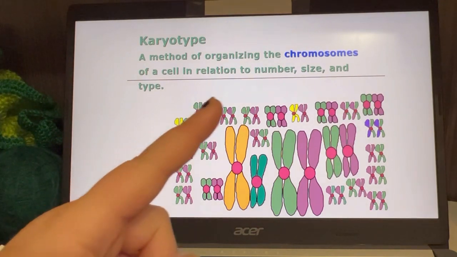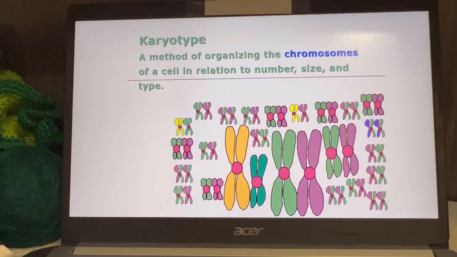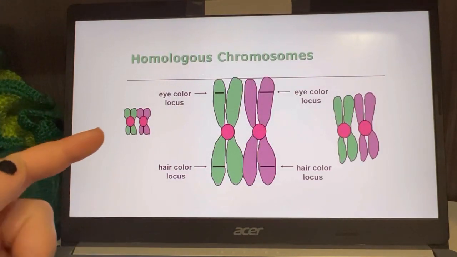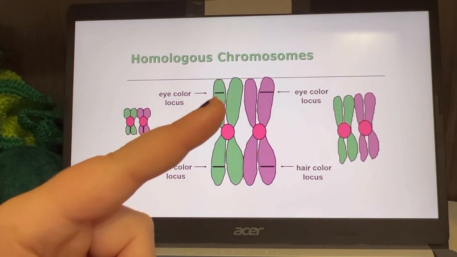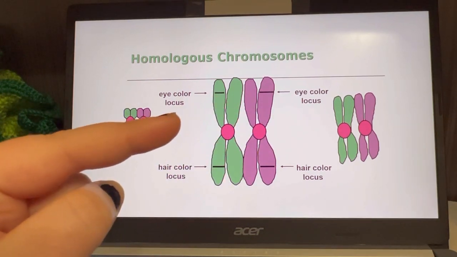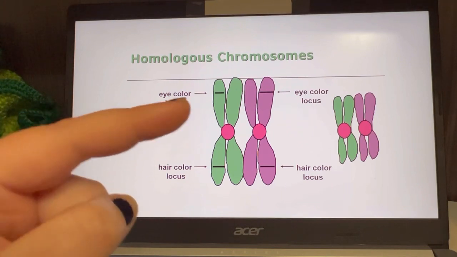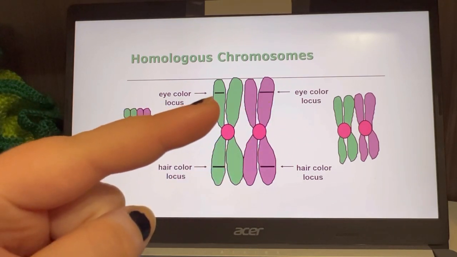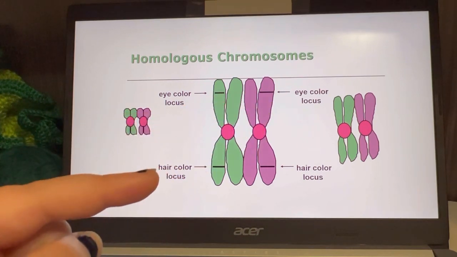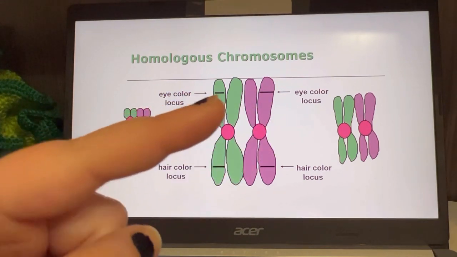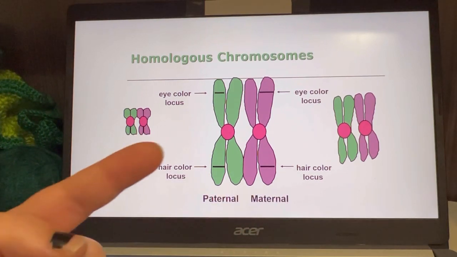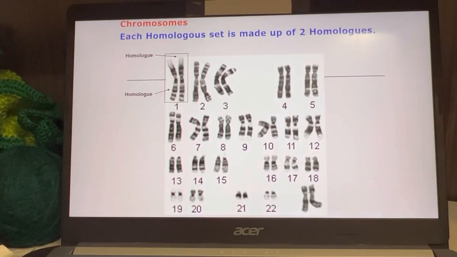These are the different sizes we can get for a chromosome. Homologous chromosomes are the same size, and in the same spot they share the same gene. In this case, this is for eye color. The locus is the position on the chromosome where the gene is found. So they have matching eye color locus and hair color locus, from paternal and maternal.